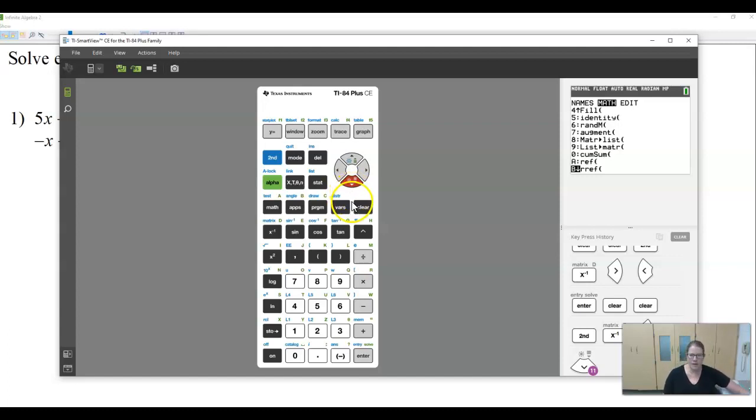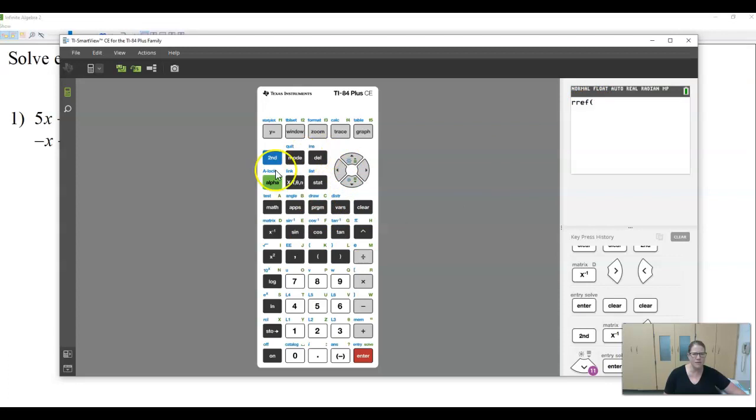So let's look at an example. So see how it says down here, I just did the down arrow until I was highlighting this one that says RREF. So what that stands for is reduced row echelon form. And what that's going to do is it's basically going to do some operations on our system of equations that is going to solve for x and y. So we're going to hit enter here so that it brings up our RREF. Now we're going to enter in the matrix.